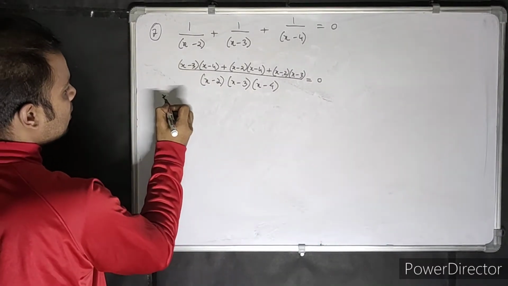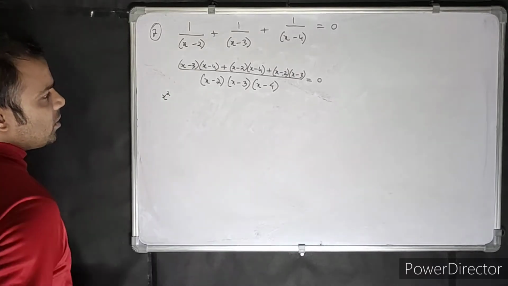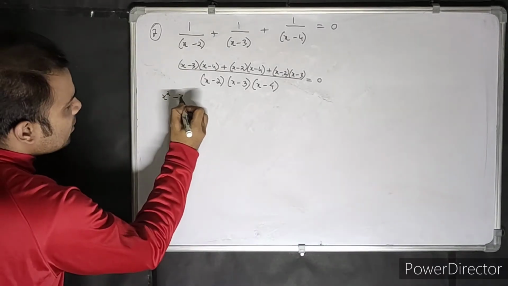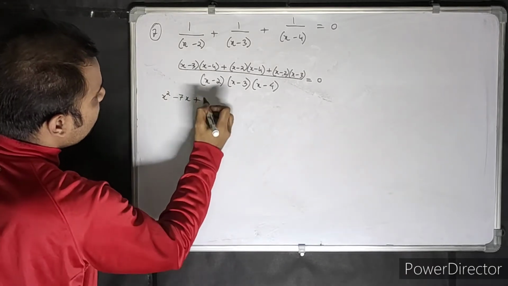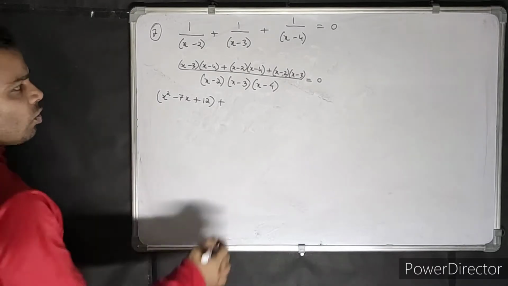Multiply this. This is x square, that is minus 4x, this is minus 3x. So minus 7x plus 3 4s are 12. Please do your calculation. Please do the calculation on your own.